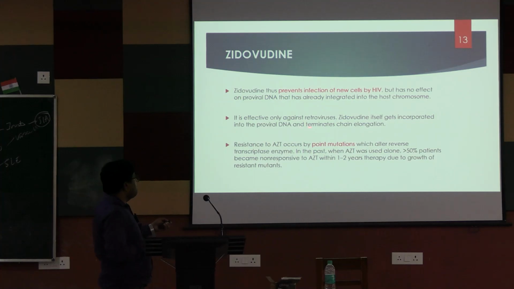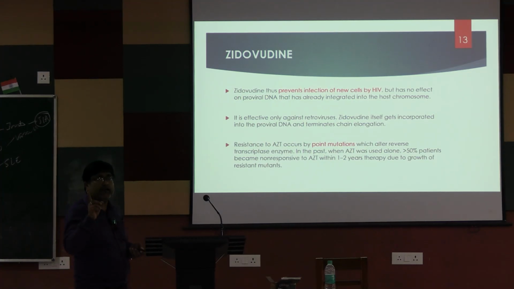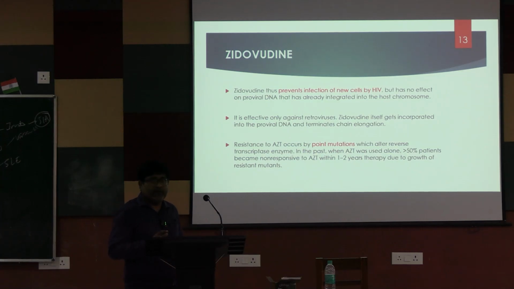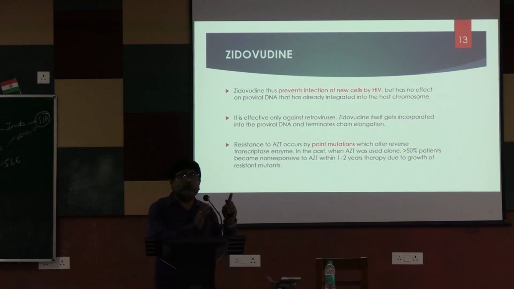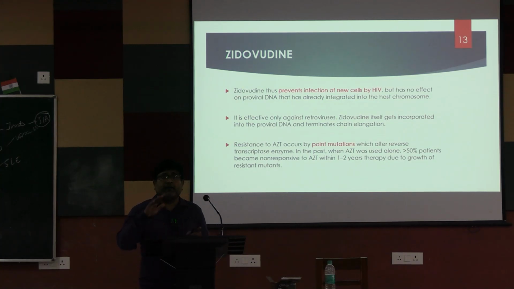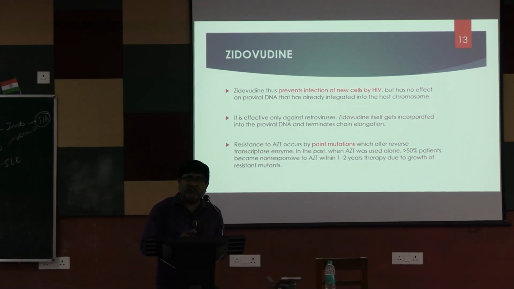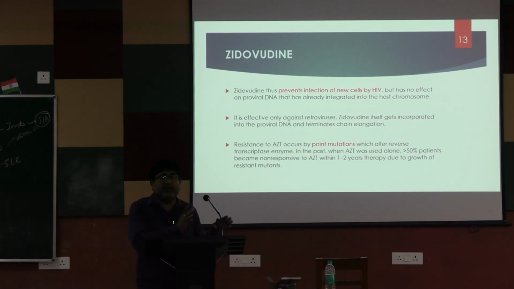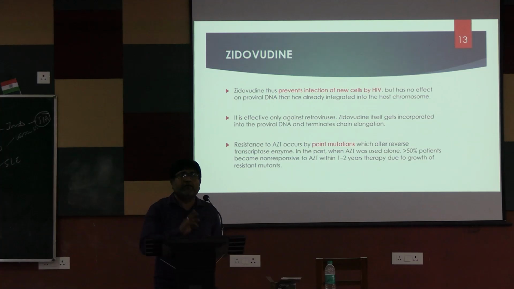It is effective only against retrovirus. Resistance to Zidovudine develops by point mutation. It was used previously as monotherapy, and it was very effective in decreasing the HIV RNA assay and improving the CD4 plus count, but with the continued use of the drug, resistance quickly developed by the point mutation. So we do not use monotherapy in treating HIV patients, we use triple drug regimen.